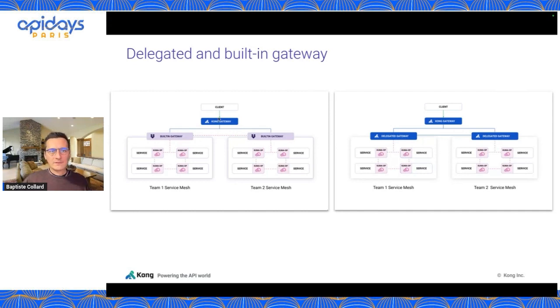Cool. So that's for the architecture. As you can see, what we generally see is clients use their enterprise gateway either at the edge of their infrastructure or maybe as an internal API gateway.